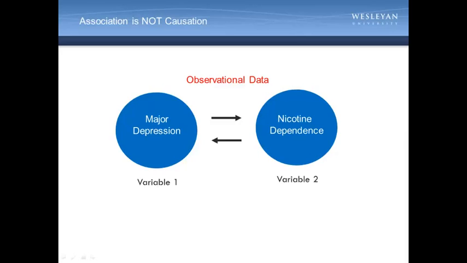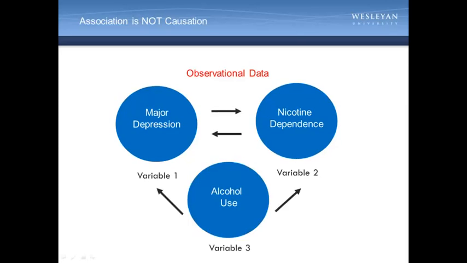But even if we were able to establish that major depression develops before nicotine dependence, thereby discounting the opposite causal relationship, even then we cannot say that the association is causal, because there is always the possibility of the influence of a third variable. For example, maybe major depression and nicotine dependence are associated through alcohol use. Maybe it's folks that use alcohol that are more likely to be depressed and also more likely to smoke and become nicotine dependent. Or maybe a third variable explaining the association between major depression and nicotine dependence is stress.